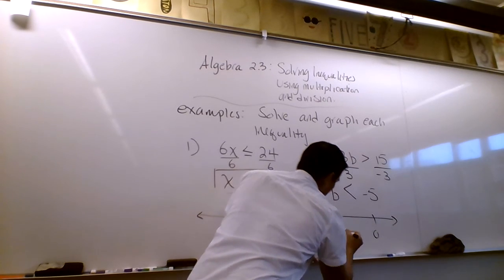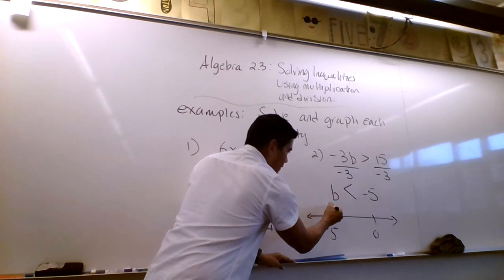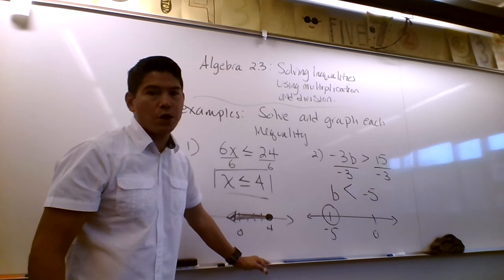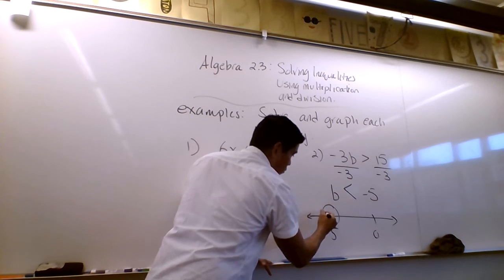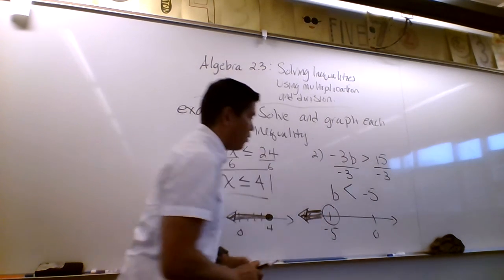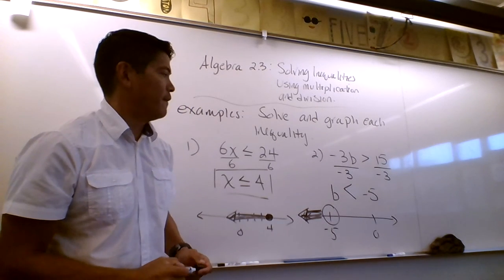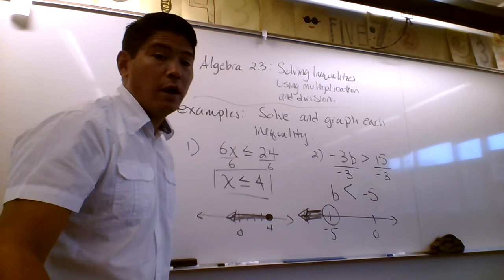0, I'm actually going to go by 5s, negative 5. b is less than negative 5, so we want an open circle or a non-filled-in circle at negative 5. The variable is on the left here. The inequality points to the left, which is which way we should make our arrow. So that's the graph of the solution, but we did have to apply or use the golden rule of inequalities here.